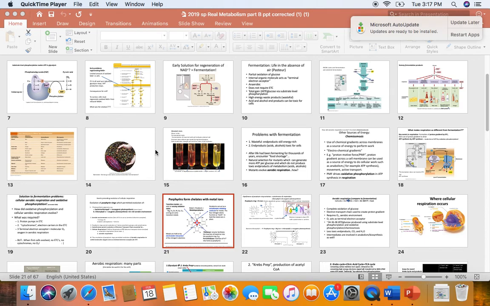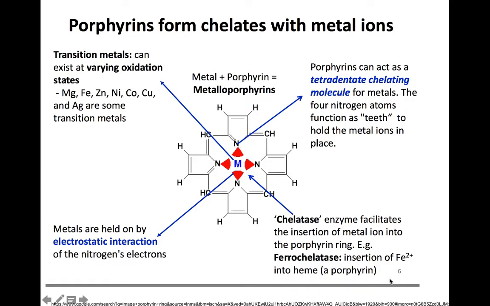Micro folks, this is our continuation of our introduction to aerobic respiration, metabolism, PowerPoint B. We had just described how crucial the evolution of porphyrin rings was to the evolution of aerobic respiration. So not to panic, you guys, you don't have to memorize what these porphyrin rings look like.